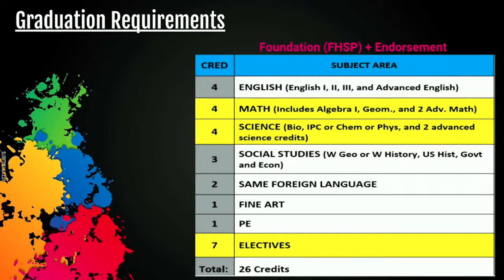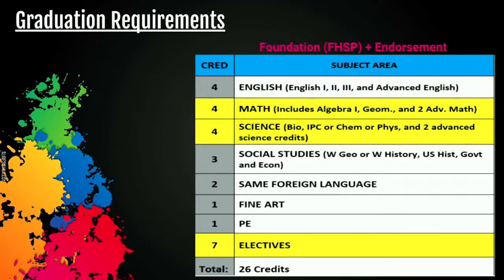For social studies, there are only 3 social studies credits required. However, we do recommend that all students get 4. A lot of colleges still like to see that they have 4 social studies credits. But the 3 that they have to have are world geography or world history, U.S. history, which is taken junior year, and then government and economics, which are taken generally senior year.